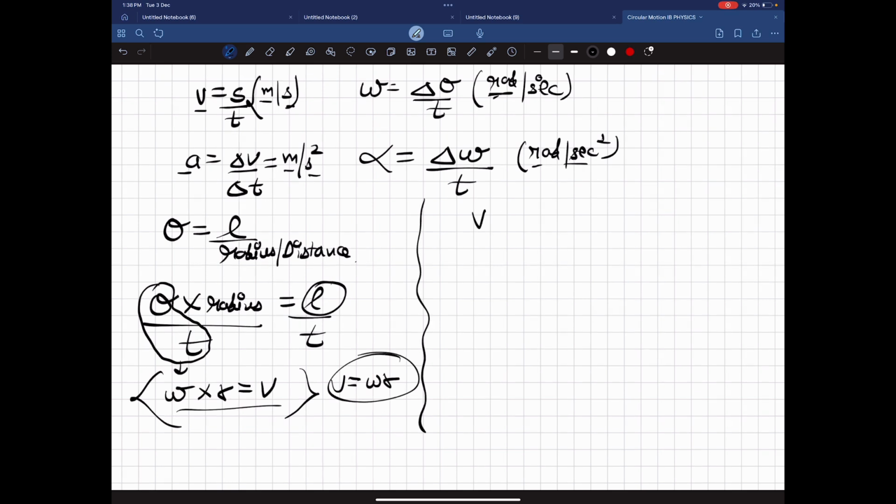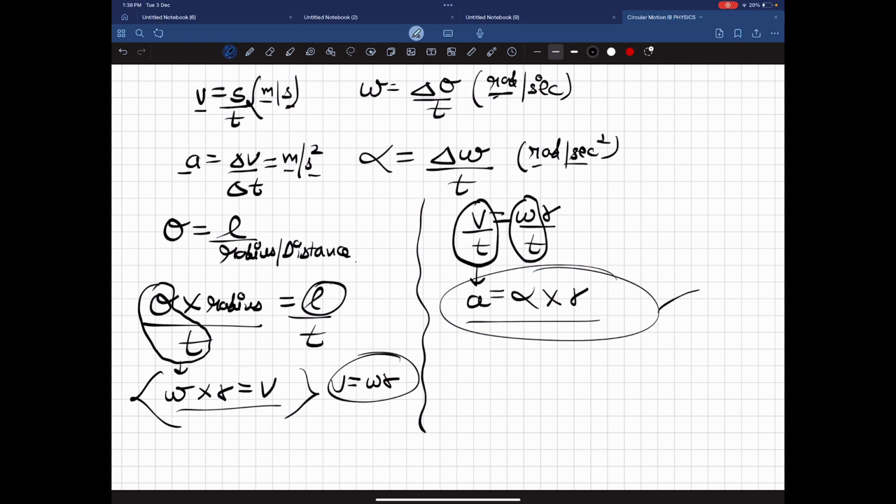Next, you know that v is equal to omega into r. Divide both by time again. So what is linear velocity over time? I think it is linear acceleration. What is angular velocity over time? I think it is angular acceleration into r. This formula is also given there in the data booklet. Alright, these are all the relations.